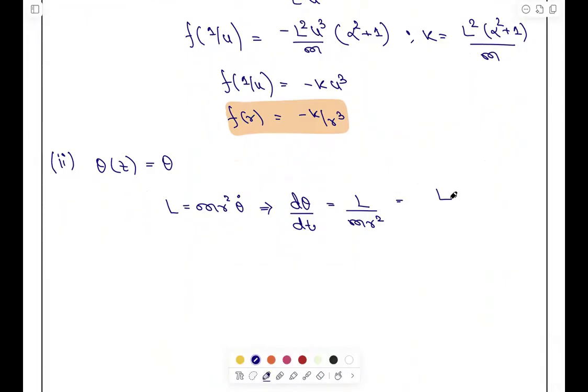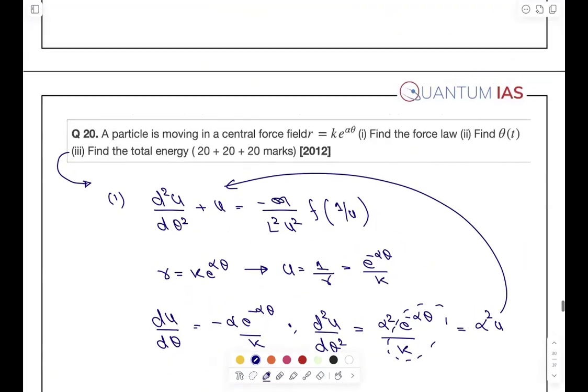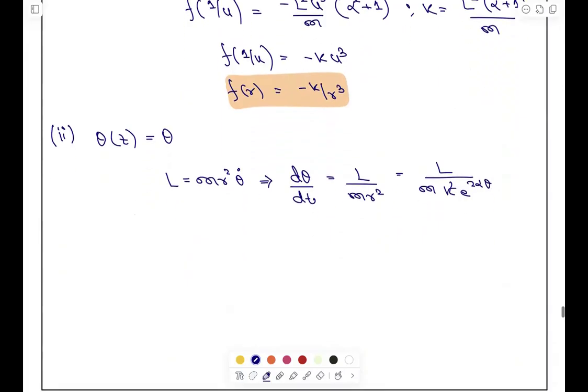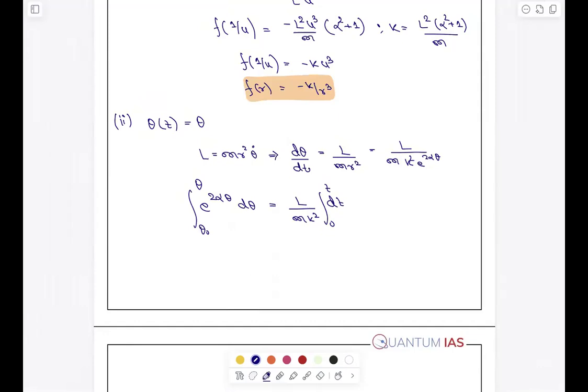So let's do one thing again. r is k e to the power alpha theta, so r square is k square e to the power 2 alpha theta. Now we can integrate it. So e to the power 2 alpha theta into d theta will be equal to L upon m k square and dt. So from 0 to t, and let's take at 0 the theta is theta naught, some value, and theta t at time t. Now you can integrate it.